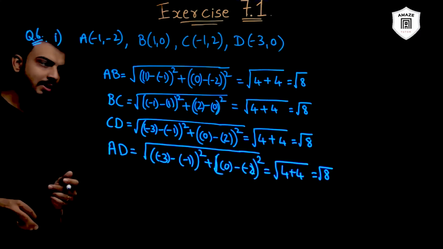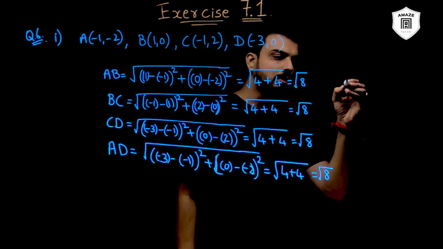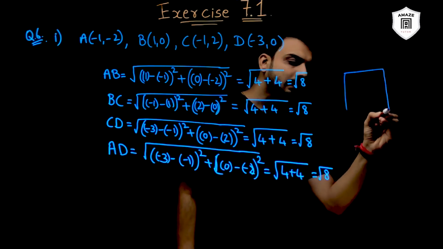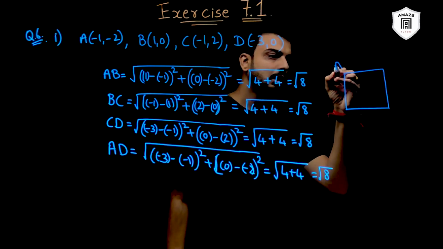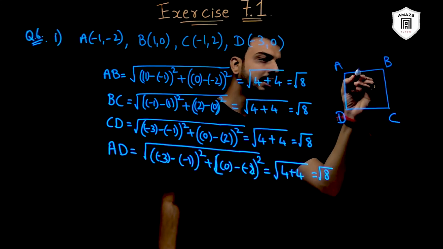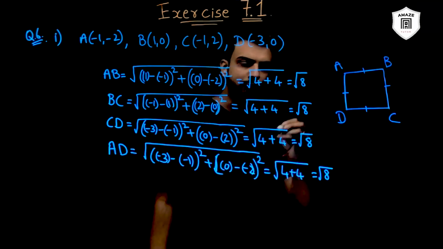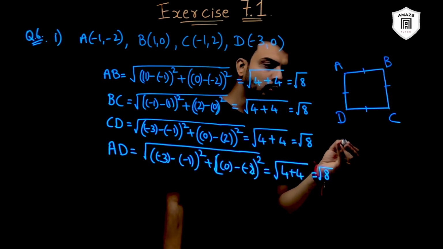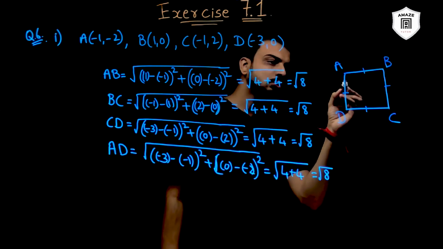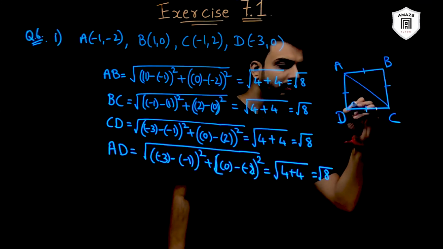Okay, just for your better understanding, let me draw the rough figure here. A, B, C, D. We have figured out AB, BC, CD and DA: all four sides are equal. Now what I am going to do is, to check is it a rhombus or a square, I will check the length of AC and I will check the length of BD.